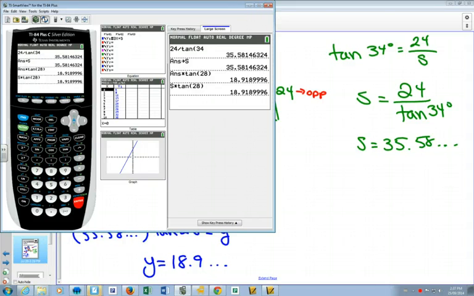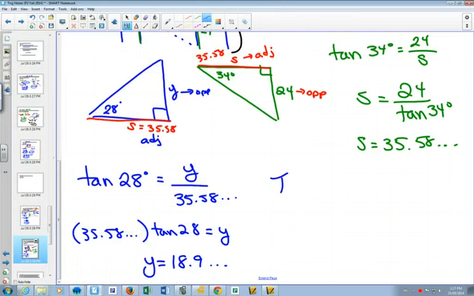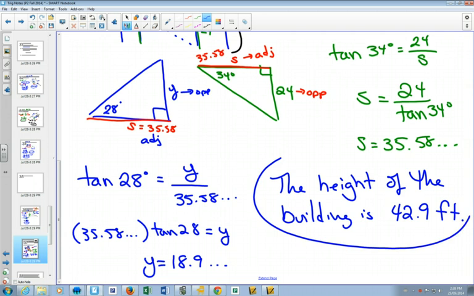The height of the building, then, we need to just add 24 to y, 42.9. And since it's a word problem, we'll end with a sentence. The height of the building is, what was it, 42.9? And what kind of units are we dealing with here? Feet? Meters? Feet. That's my final answer, so I like to circle my final answer.